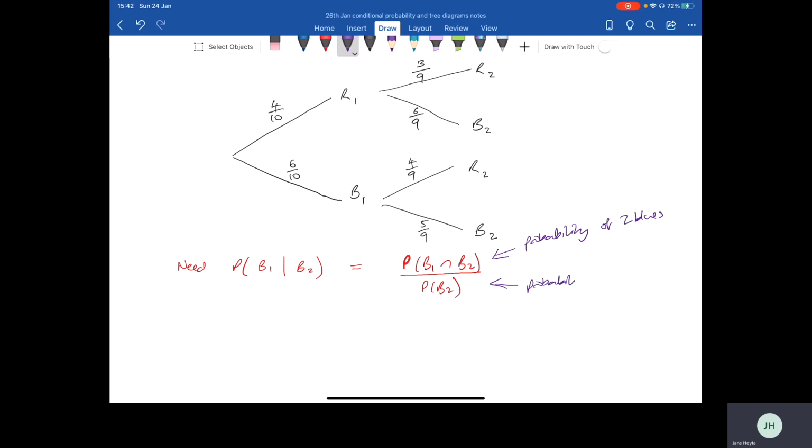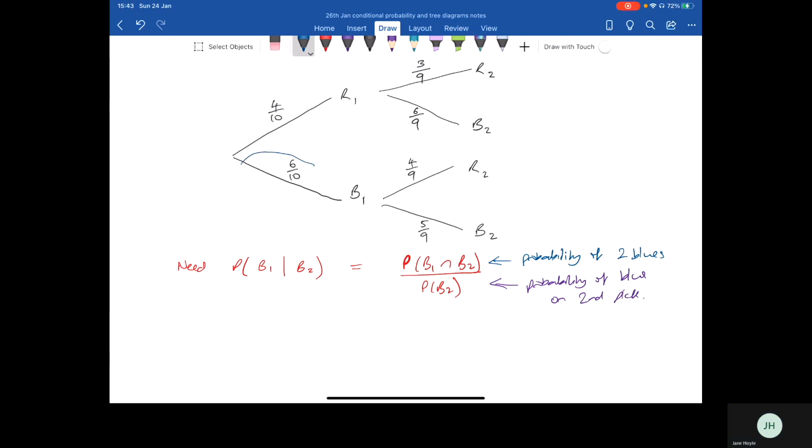So that is a probability of a blue on the second pick. And of course, that's something that I can easily work out from the tree diagram. I'm just going to rewrite this. And let's do it in a different colour as well. So that's the probability of getting 2 blues. So if I deal with the numerator first, the probability of getting 2 blues, that is just this particular branch here, isn't it?